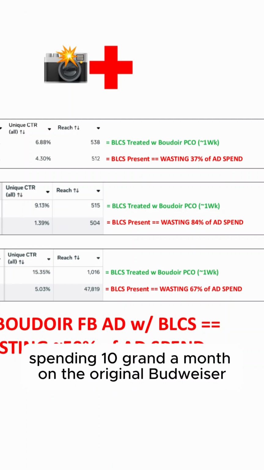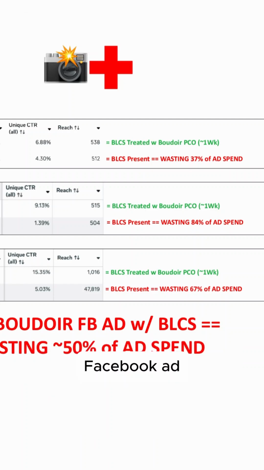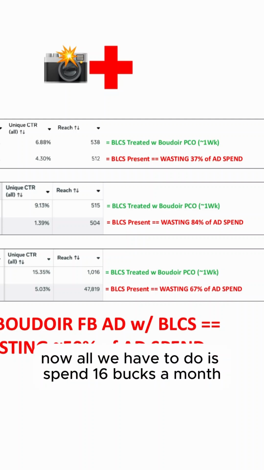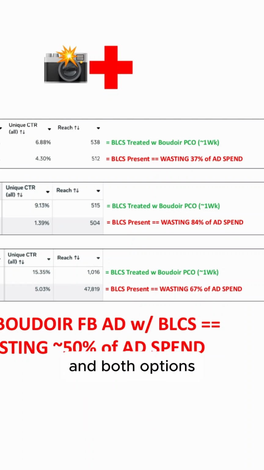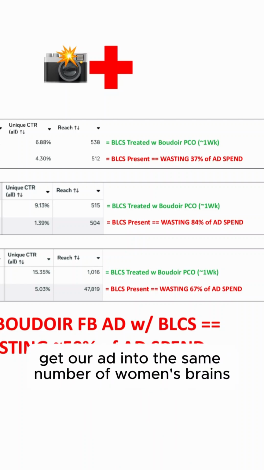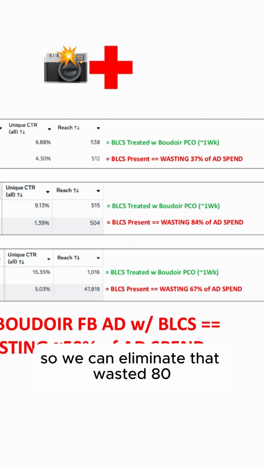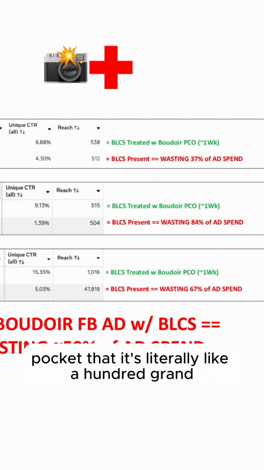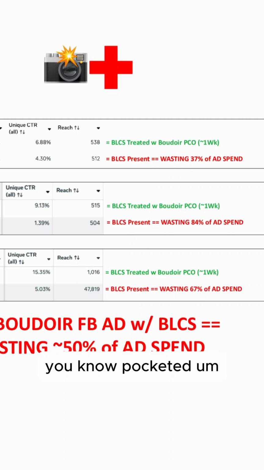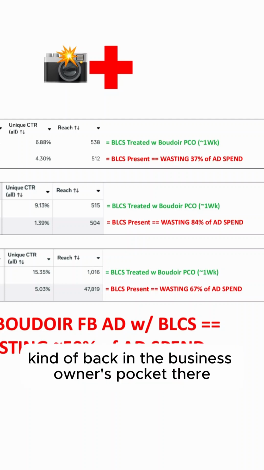So again, if they're spending 10 grand a month on the original Boudoir Facebook ad, now all we have to do is spend 1,600 bucks a month on the Boudoir Pico treated ad, and both options get our ad into the same number of women's brains. So we can eliminate that wasted $8,400 a month in ad spend, pocket that. It's literally like 100 grand, pocketed bonus, back in the business owner's pocket there.